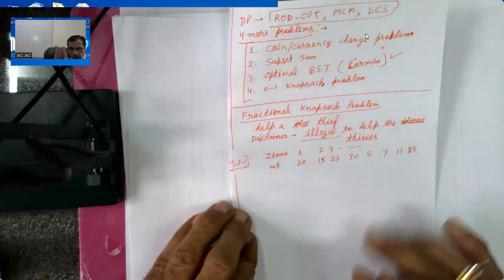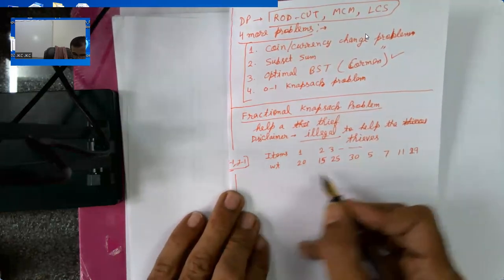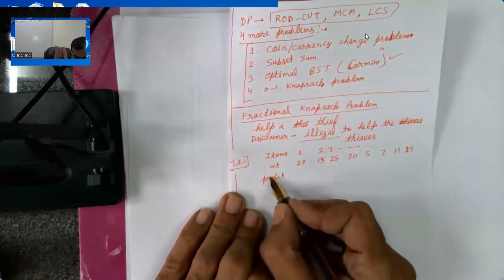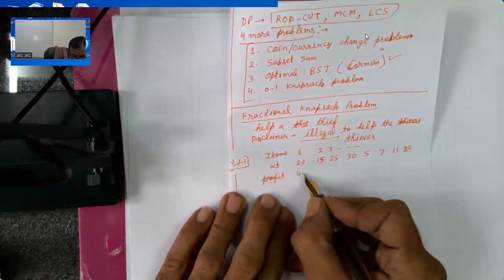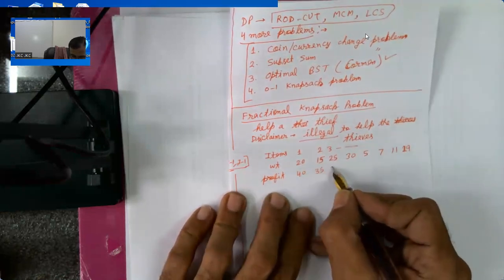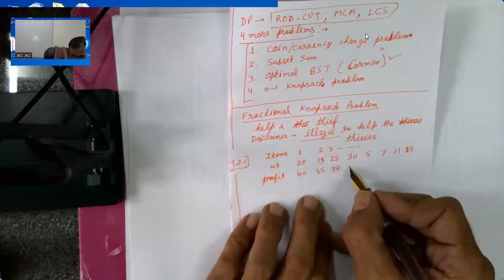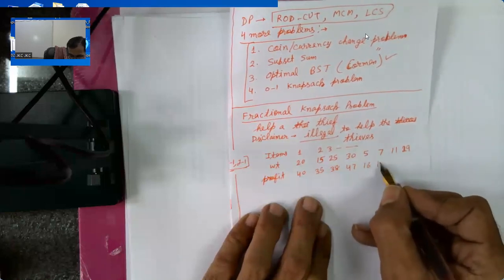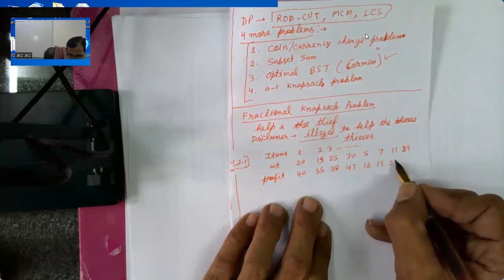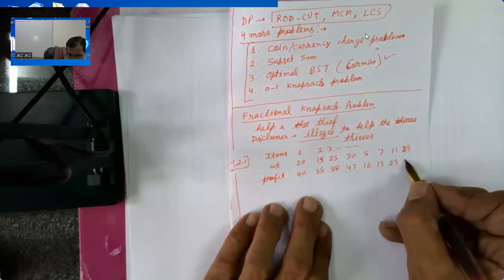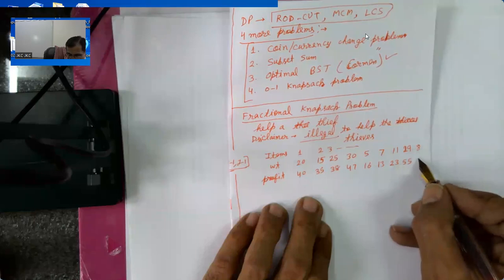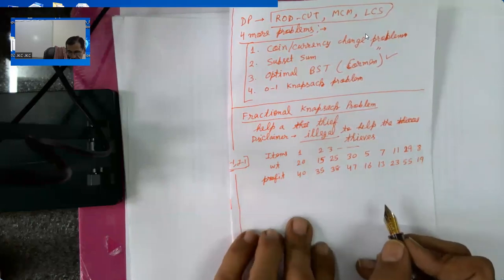Now I have these values available to me, and correspondingly the profit which will be obtained if I take that item is also given. Let's say this is 40, this is 35, this is let's say 38. This profit I get, let's say 47. With this I get, let's say 16. With this, let's say I get 13. With this I get, let's say 23. And with 29 I get, let's say 55, and like that. Maybe I have another with, let's say, 8 kg. I get a profit of, let's say, 90, maybe something like this.